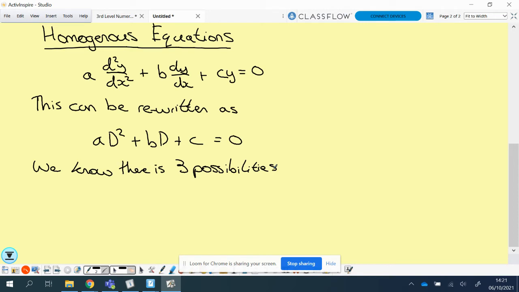Okay, of roots. So the first one is that we could have two distinct roots. We'll call them D1 and D2. So we get two different roots from each other in some categories.